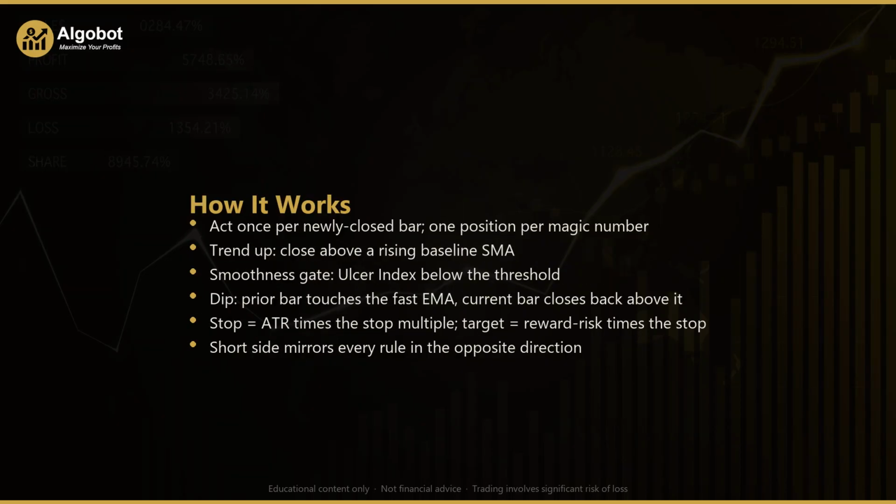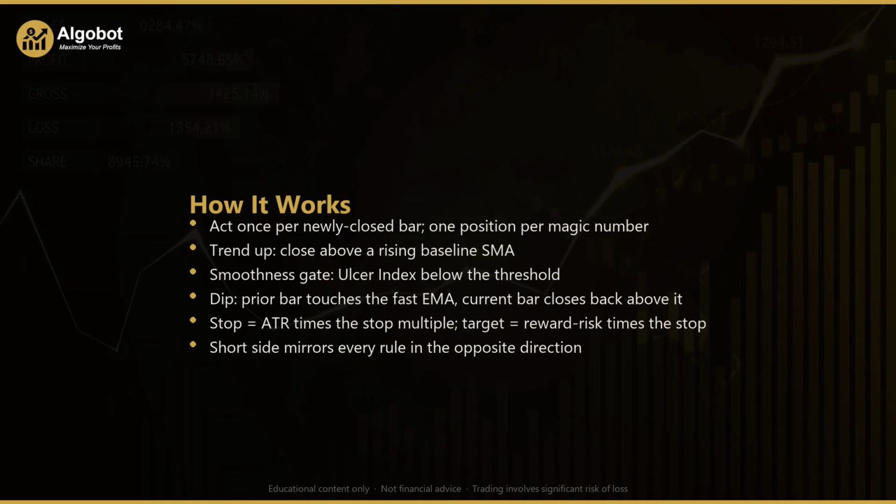Now let's walk through the mechanics. The expert advisor works on closed bars only, acting once per newly completed bar so it never reacts to a flickering, unfinished candle. It also holds just one position at a time for its magic number, letting the stop and target manage the exit before it looks for another trade. It skips new entries when the spread is wider than the allowed maximum to avoid poor fills.